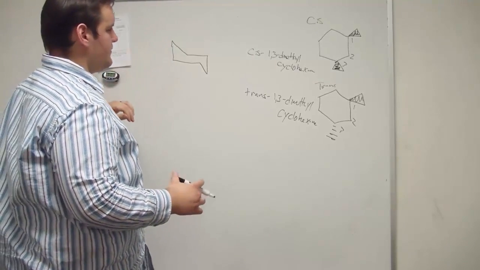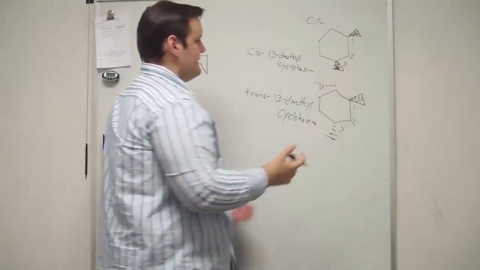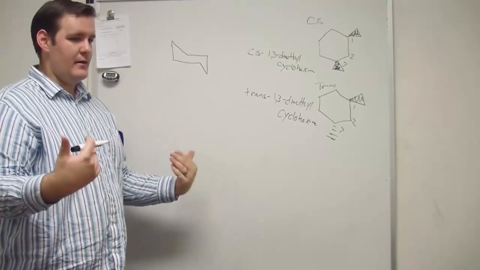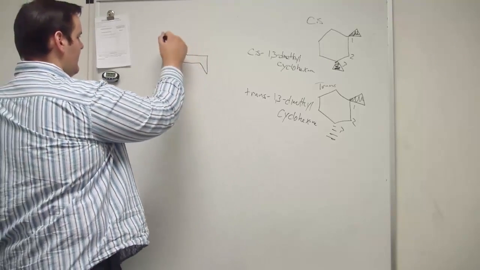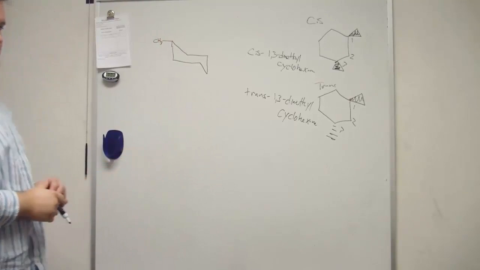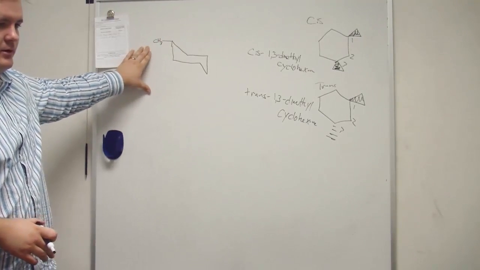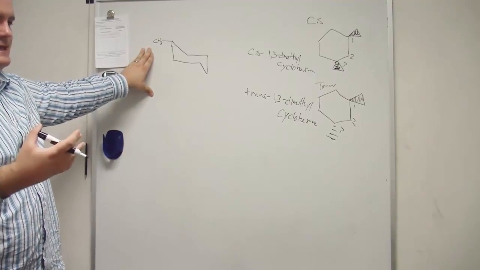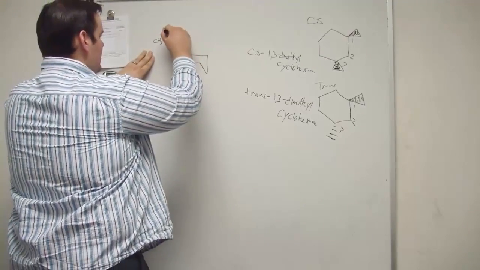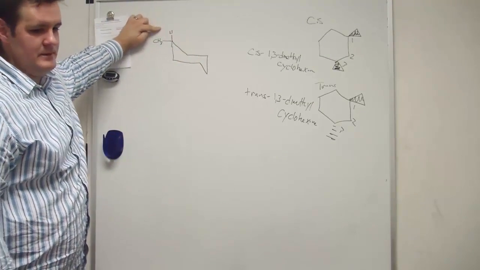And so what this is saying is, if it's cis, it means they're either both up or they're both down. So we're going to say that this methyl group is in the equatorial, because equatorial is more stable. So we're just going to say, okay, this one's in the equatorial. So we're going to call it down, because there's a hydrogen that would go up here and be in the up position.